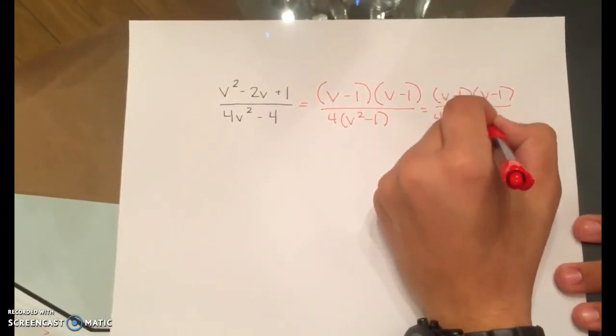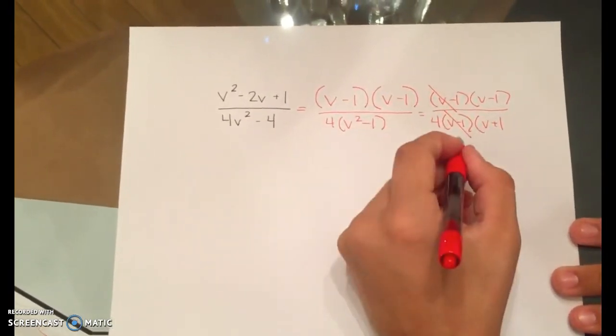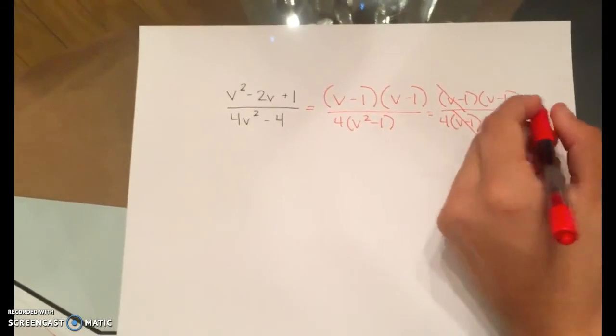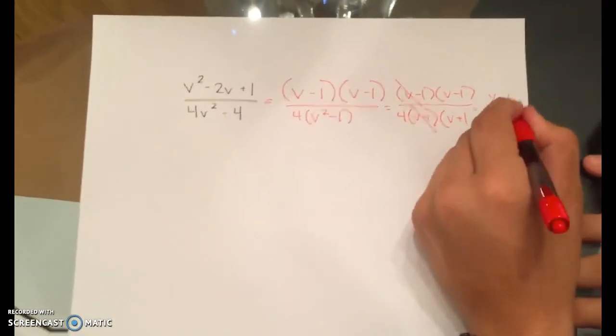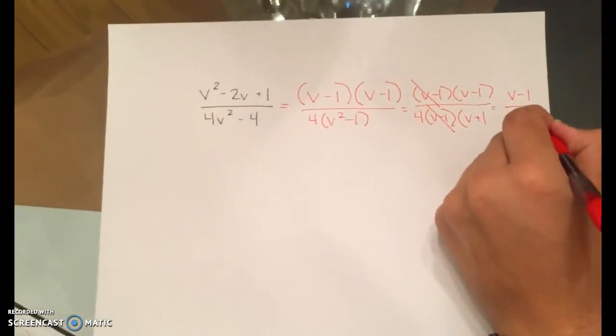you're going to set up your equation on the other side of the equal sign, and being able to cross out each of those v minus 1's going to leave you there with your v minus 1 on top, along with the 4 parentheses v plus 1 on the bottom.